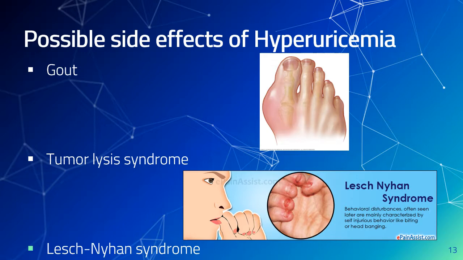The third is Lesch-Nyhan syndrome. High uric acid levels have been associated with this disease. Self-harm such as biting and head banging can be seen, as well as spastic movement.